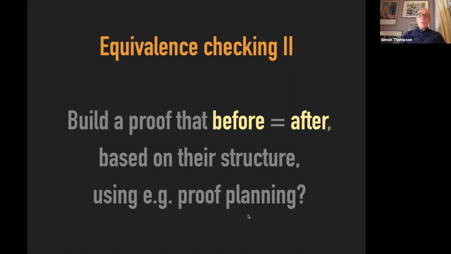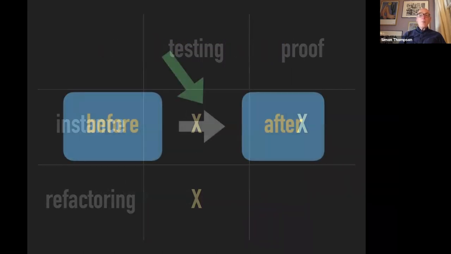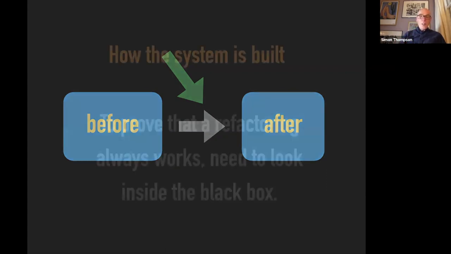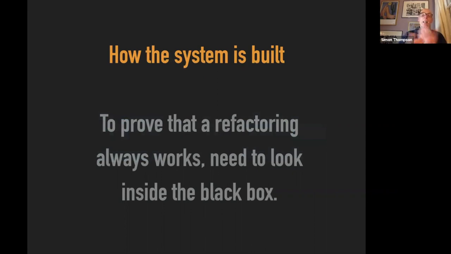But one place where we have looked is at trying to build proofs of the refactoring tools themselves. So looking inside the tool to see how the refactorings are performed, this is the place where potentially we can do the strongest sorts of verification, and also where we can provide assurance of a different kind. So let's take a look at that. We're looking at how the system is built. If we wanted to prove a refactoring works, we need to look inside the black box, but it's worth looking inside the black box anyway to see what's in there.